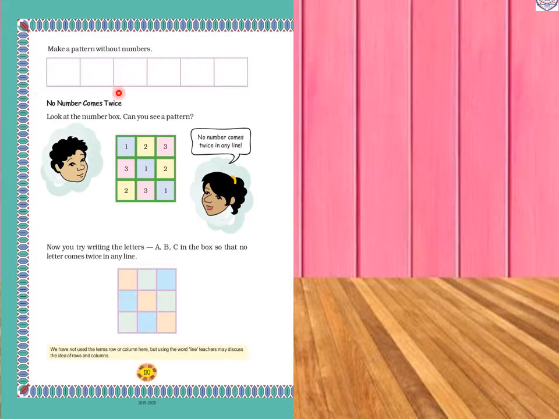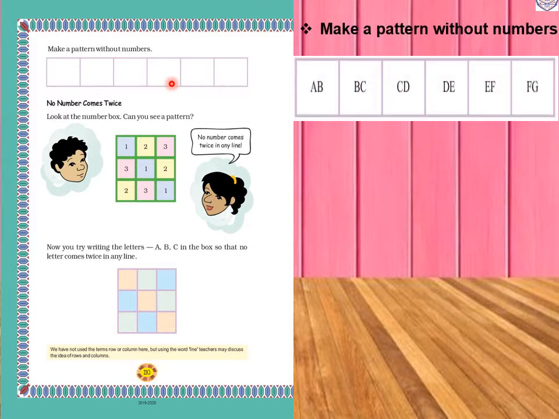Now here we have to write without numbers, so we will use alphabets. So first we will use AB, then BC, then CD, DE, EF, FG. Okay, any alphabet we can write to make a pattern. Now, no number comes twice.